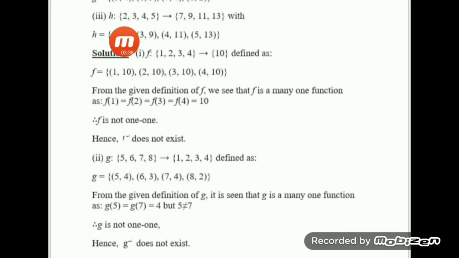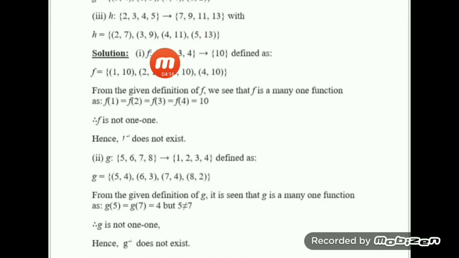Okay, let us go now to question number 3. h is a function from {2, 3, 4, 5} to {7, 9, 11, 13}, and it is defined by (2, 7), (3, 9), (4, 11) and (5, 13). That means 2 goes to 7, 3 goes to 9, 4 goes to 11 and 5 goes to 13. So, here you see every distinct element has a distinct image: 2 has the image 7, 3 has a different image 9, 4 has the image 11, and the image of 5 is 13.